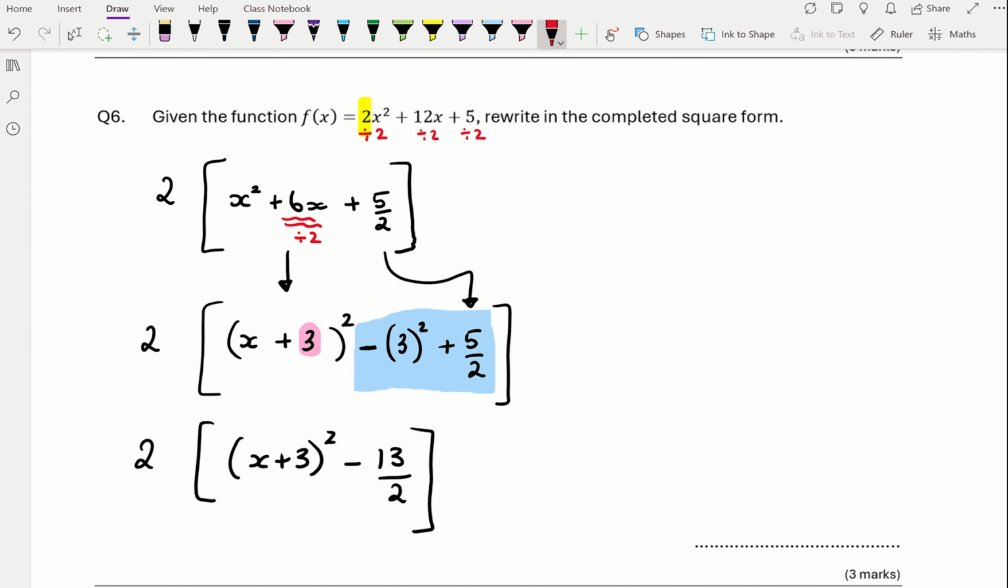And your final step is you multiply the 2 in by both parts. Now, you're multiplying the 2 by a double bracket, so the double bracket doesn't change. All you do is you write it next to the bracket. And then 2 times negative 13 over 2 is negative 13. And you have completed the square.